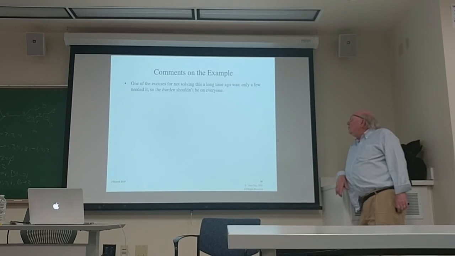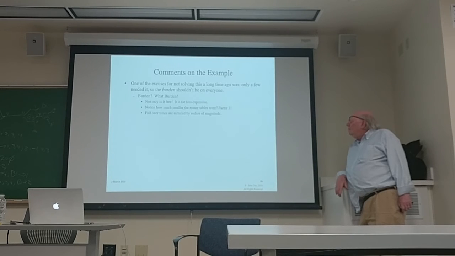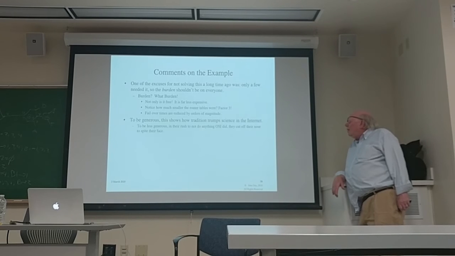One of the excuses for not solving this a long time ago was that it only needed to be done by some, so the burden should not be on everybody. Burden? There's no burden here. There's nothing extra needed. In fact, there's less stuff needed. The routing tables are smaller. Not only is it free, but it's less expensive. Notice how much smaller the router tables are. Failover can be reduced by orders of magnitude. To be generous, this shows how tradition trumps science in the internet. To be less generous, in their rush to not do anything OSI did, they cut off their nose to spite their face.